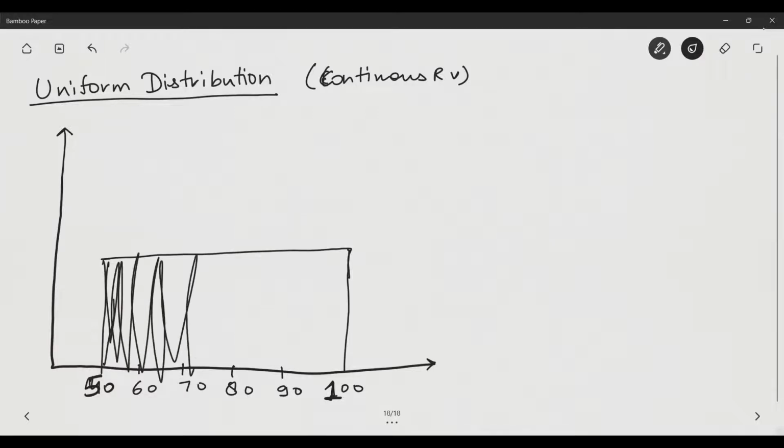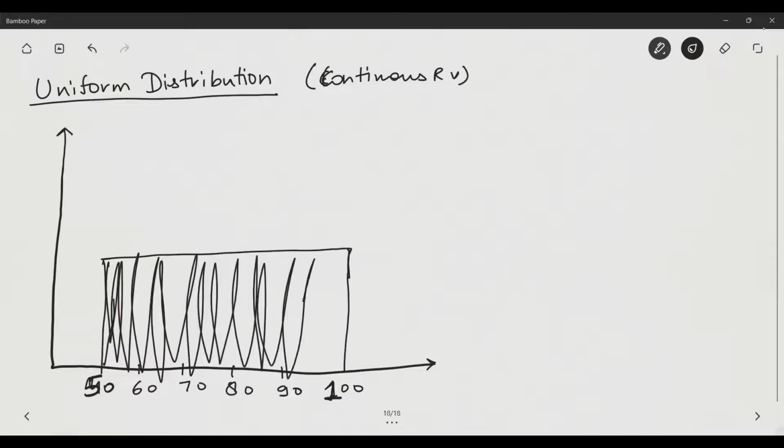So in case of a uniform distribution, if I get an equal number of people for each weight, then it is called a uniform distribution. This is a very hypothetical thing, not possible at all.